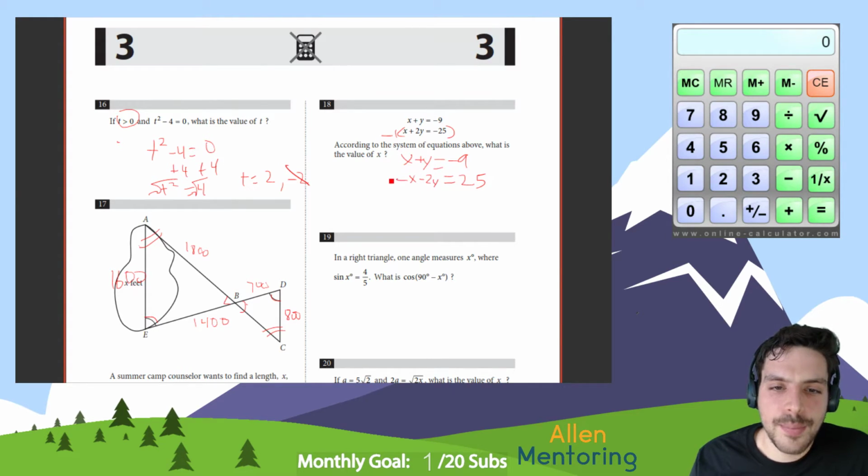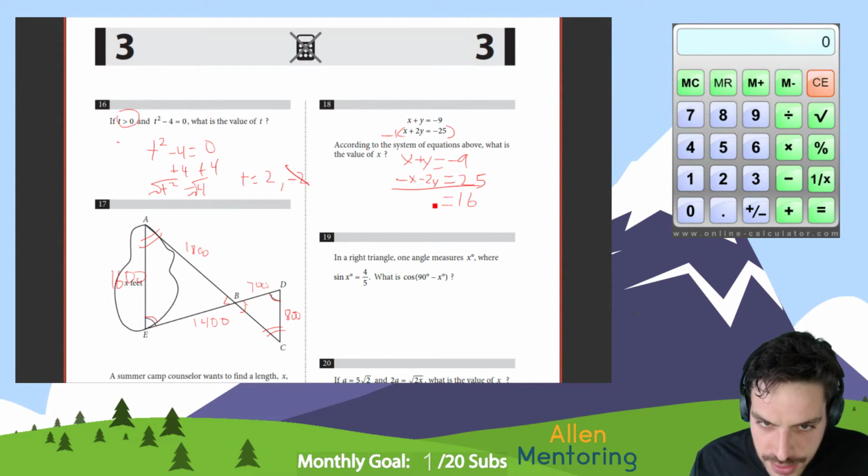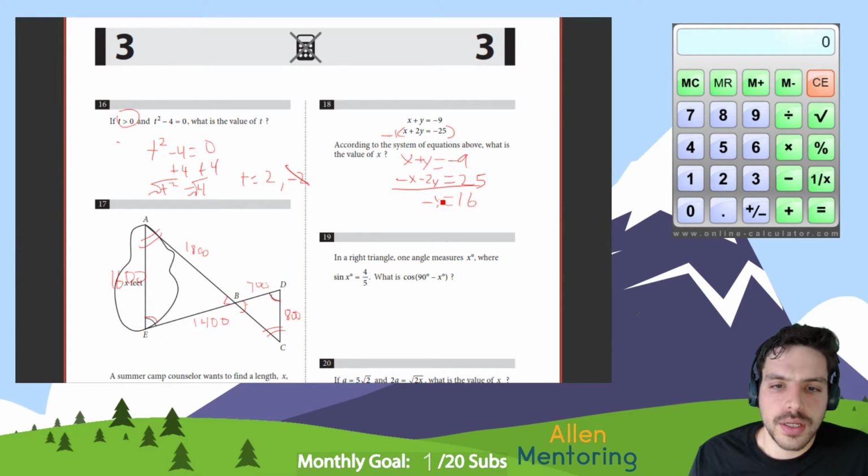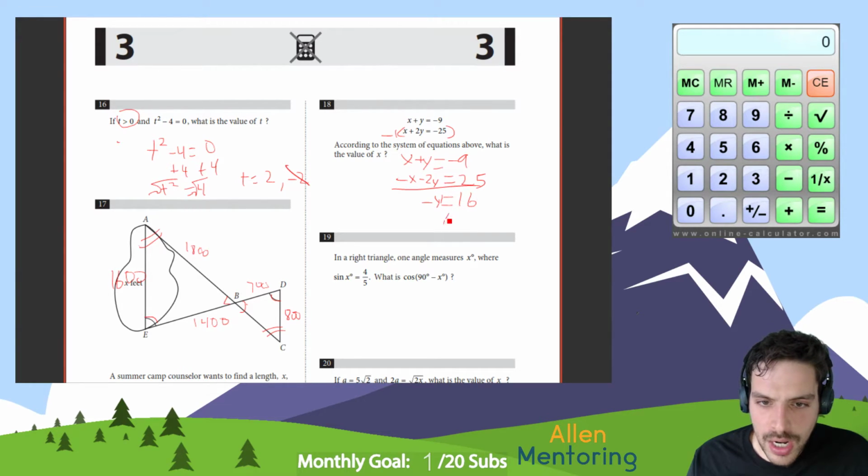And so I'm going to add both of these together. And I'm going to get this equal to 16. Here, 25 minus 9. Minus 2y plus y is minus y. And then the x's cancel out. So we see that minus y is equal to 16. So y must be equal to -16.